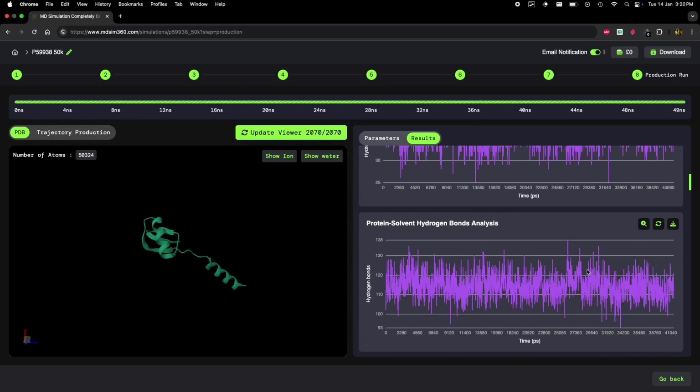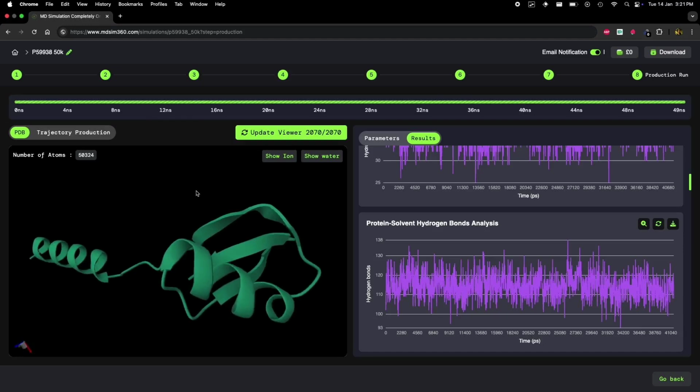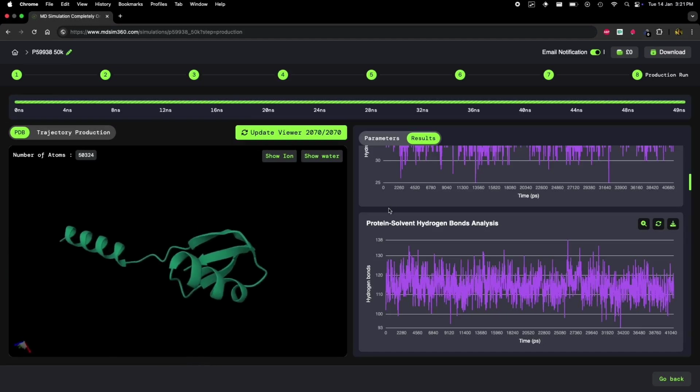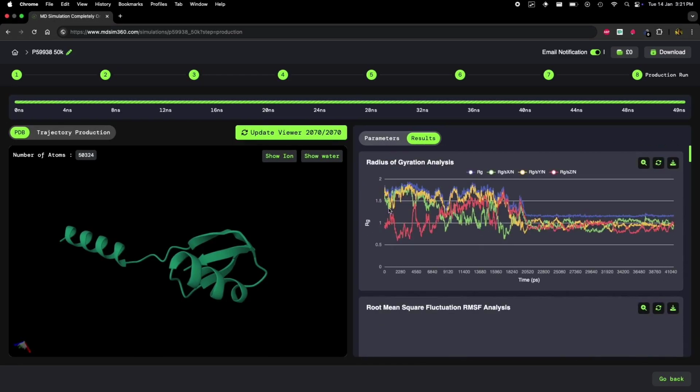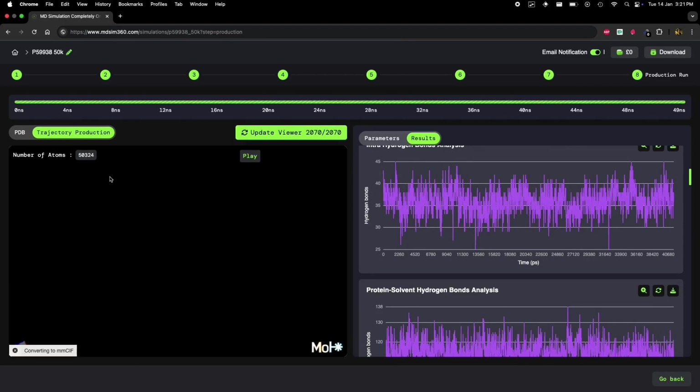Now, using the trajectory, we can actually see how the protein folded, which is crucial. Because when proteins misfold, it can lead to serious diseases like Alzheimer's and Parkinson's. These simulations help researchers understand why misfolding happens, what factors contribute to it, and how energy and environmental conditions influence the process. Now, let's take a look at the trajectory. This may take some time to load as the data is being converted to MMCIF format.